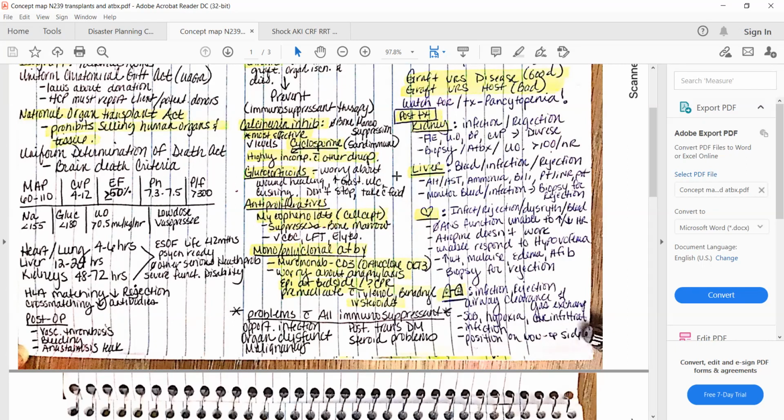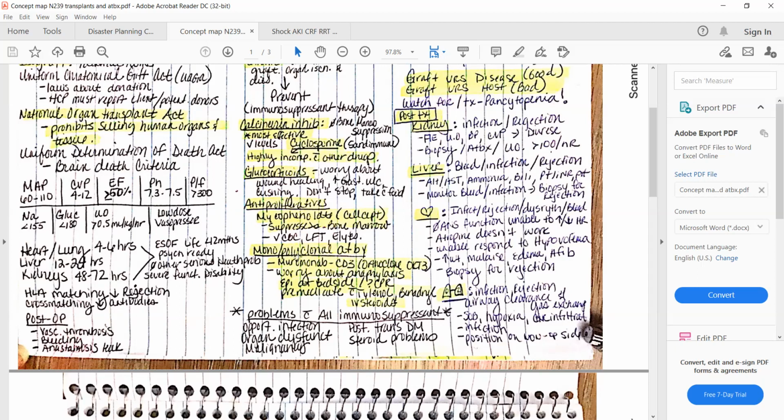We have the anti-proliferatives. These are your CellCept medications. They do suppress the bone marrow. Remember, we were giving CellCept in myasthenia gravis. Autoimmune, right? Same thing. Autoimmune, we're shutting down the immune system. Check your CBC, LFTs, and electrolytes.